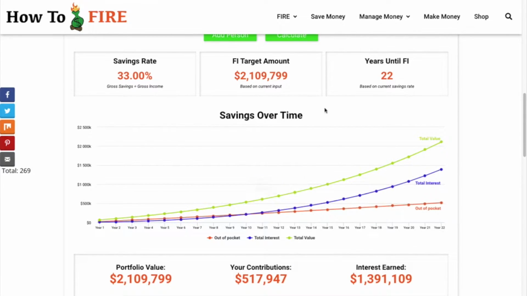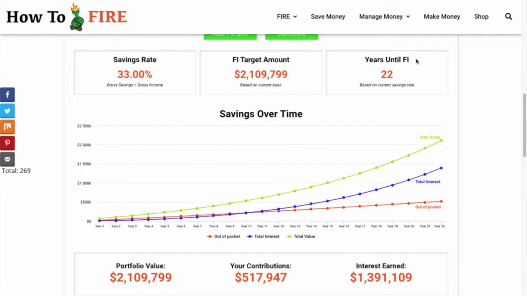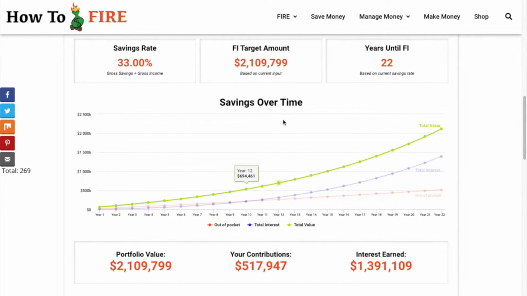And now we're going to take a look at these three boxes here. The first one is going to be your savings rate, dependent upon the information that you inputted. Next one is going to be your FI target amount. Now this is the amount that you want to have in your retirement accounts when you become financially independent and retire. And this one is years until FI, so the number of years that you'll take to reach this FI target amount.